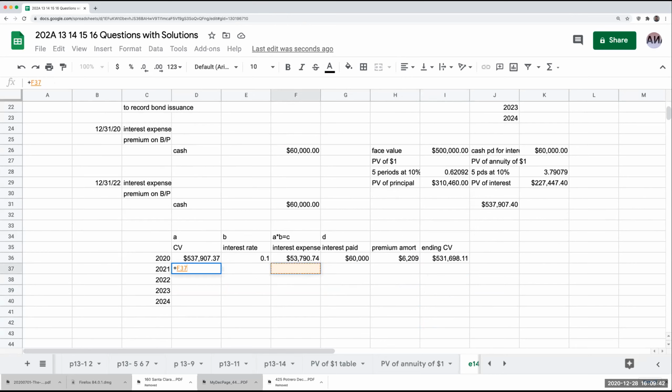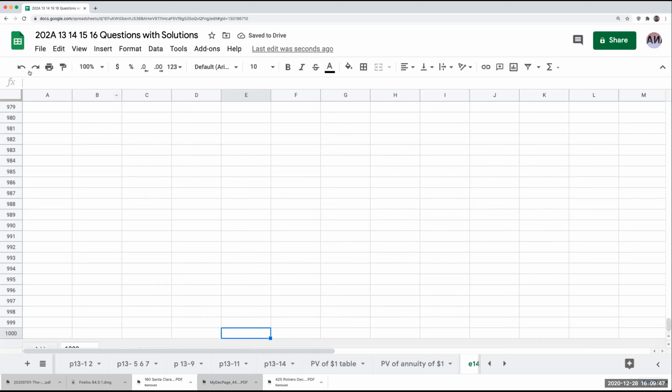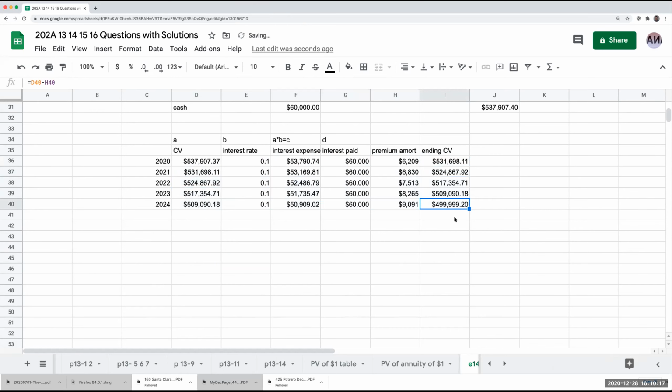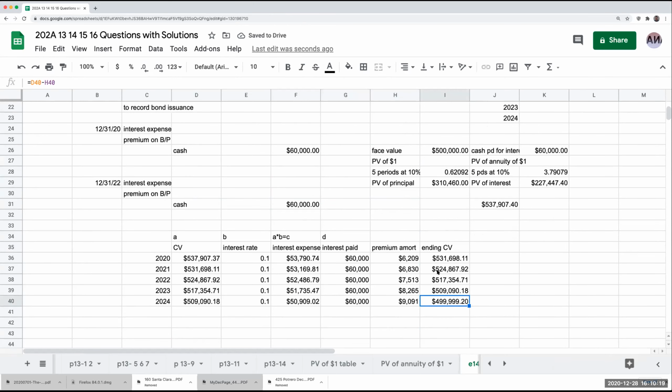Then my ending becomes my beginning for the following year. My interest rate never changes. Once I set that rate for interest, I always use that same market rate. So my interest expense for the second year is going to be slightly less. Interest paid is still $60,000. My premium amortization is going to be slightly higher, and so my ending carrying value is now going to be $524. If we carry this all the way through, we should get this down close to about $500,000 by the end. You can use Excel sheets on the CPA exam.